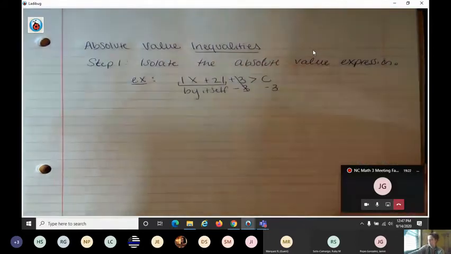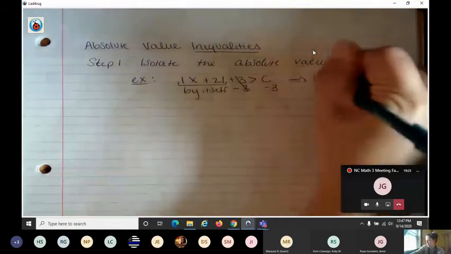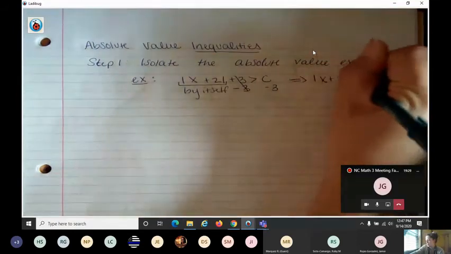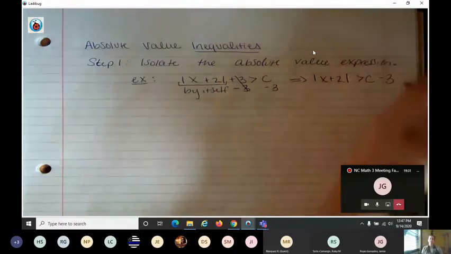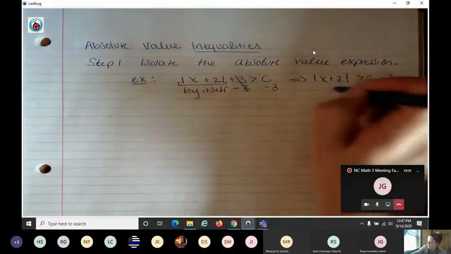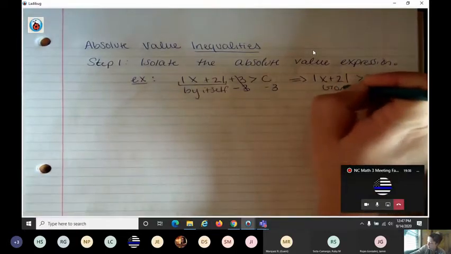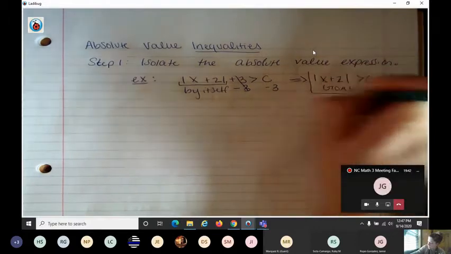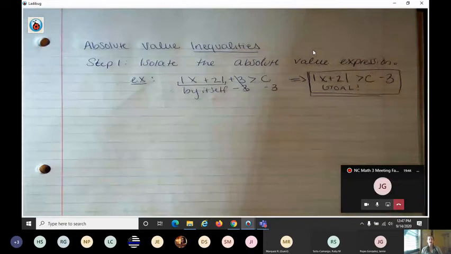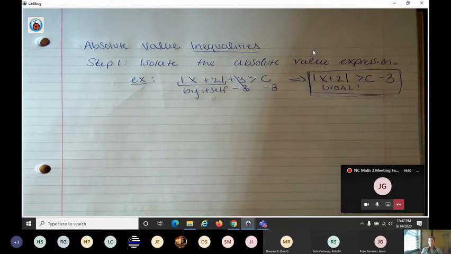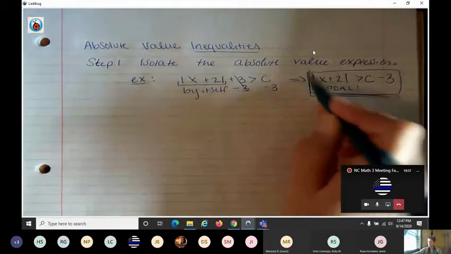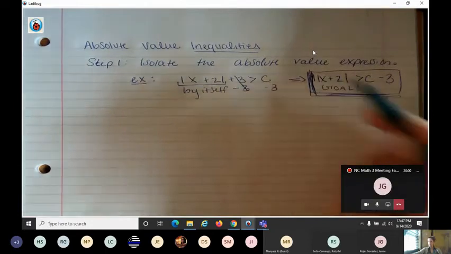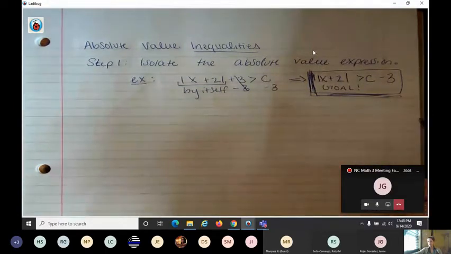So these would cancel. And then we're left with the absolute value of x plus 2 is greater than c minus 3 on the right-hand side. Okay, so this is our goal, is to get our function looking like this, so the absolute value is by itself. Okay, what questions do you guys have about that? Questions about that step? Okay, if there are no questions, I'm going to keep going.